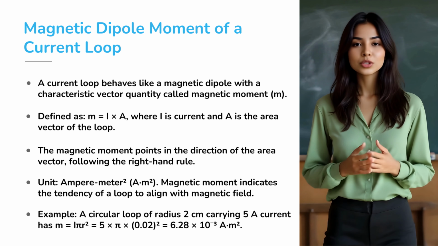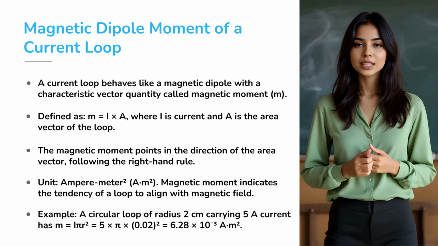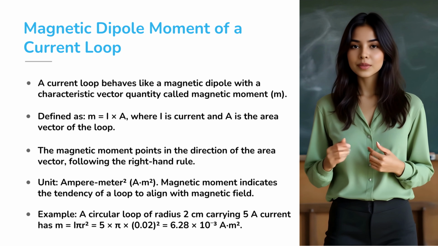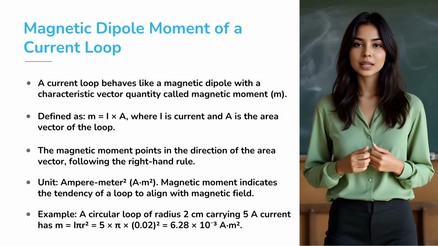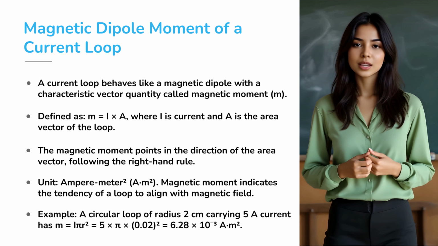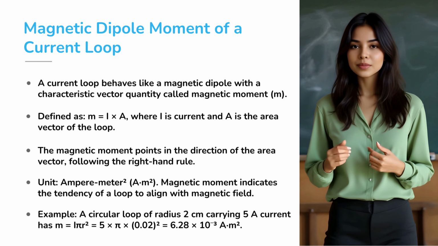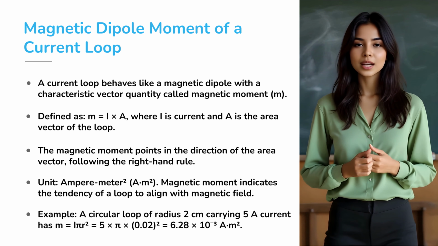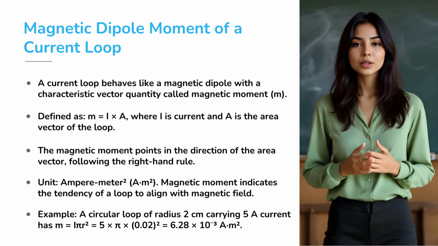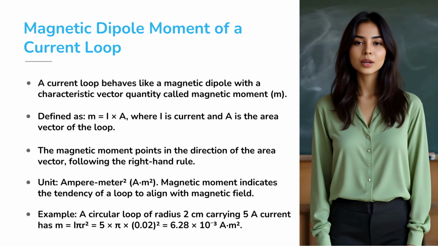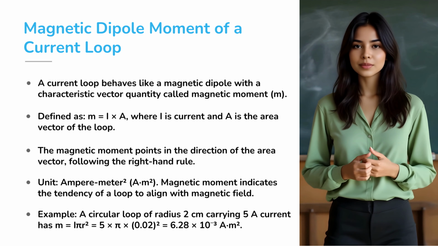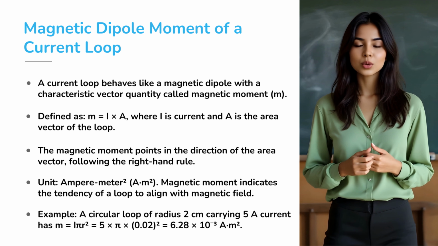Let's now introduce a powerful new concept, the magnetic dipole moment. A current loop behaves like a tiny magnet. And just like a bar magnet has a magnetic moment, so does our loop. We define it as m equals I times A, where I is the current and A is the area vector. The direction? Again, right-hand rule.